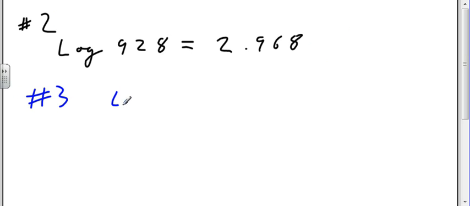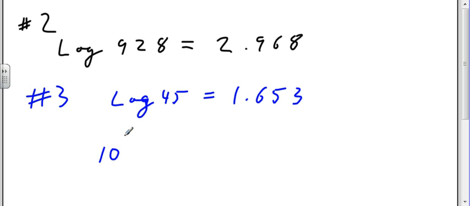Number 3, the log of 45. Now we'd expect the log of 45 to be something less than 2. So log of 45 is 1.653. Now, if we take 10 and raise it to the 1.653, what do we expect to get? The class says 45. Now, if I take the answer in my calculator, which has 10 significant digits, and go 10 raised to the answer, I get 45 exactly.